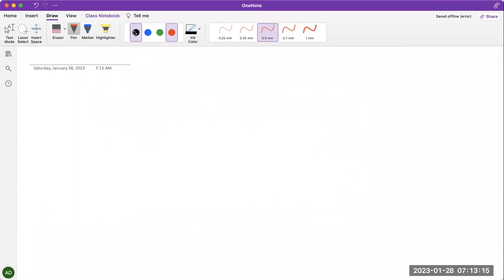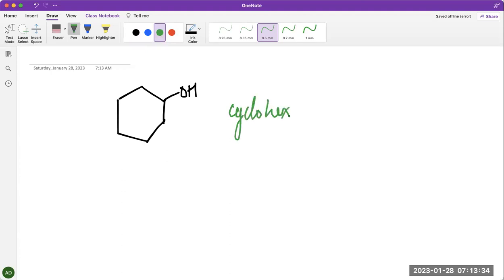Let's actually work with the examples where we have a cyclic structure, okay? So this is a 6-carbon cyclic chain, and it has the OH sitting here. So what would this be called, guys? This is pretty straightforward. The 6 carbons in a cyclic chain are called cyclohexane. And since this is an alcohol, this will just become cyclohexanol.